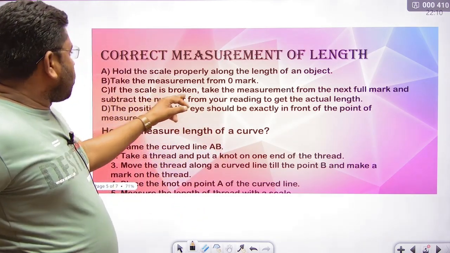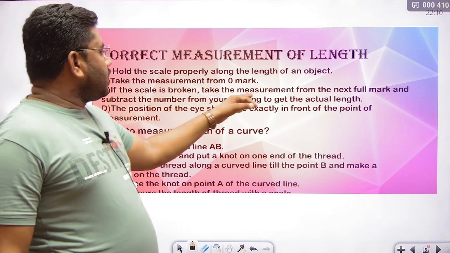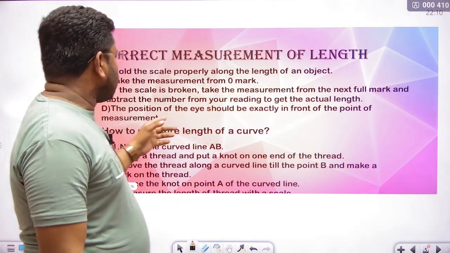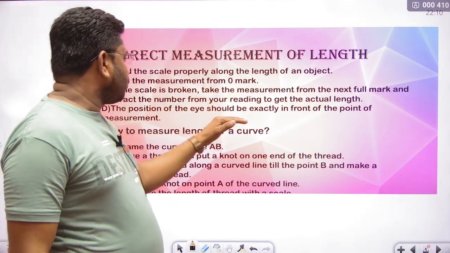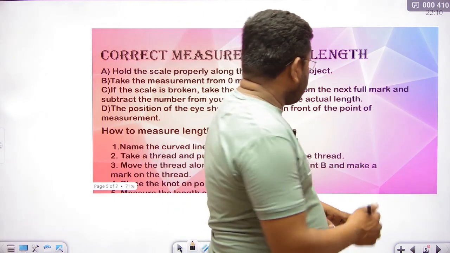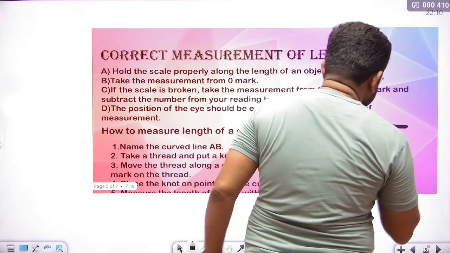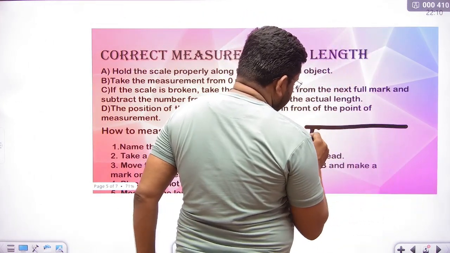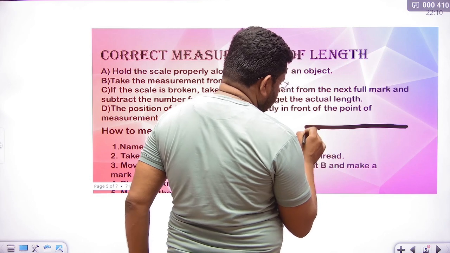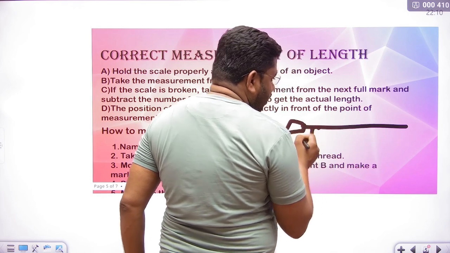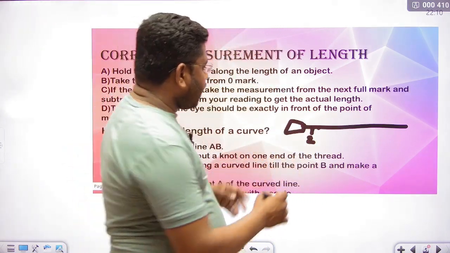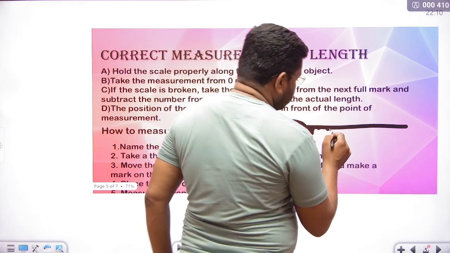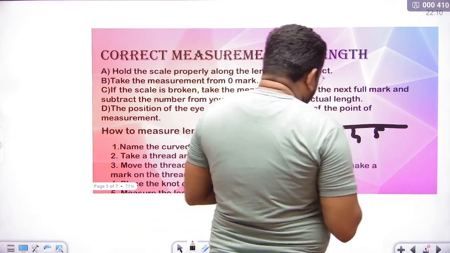If the scale is broken, take the measurement from the next full mark and then subtract that number from your reading. Suppose this is the scale, and this side of the scale is broken, so we can subtract this 2. 3, 4 is there, 5 is there.